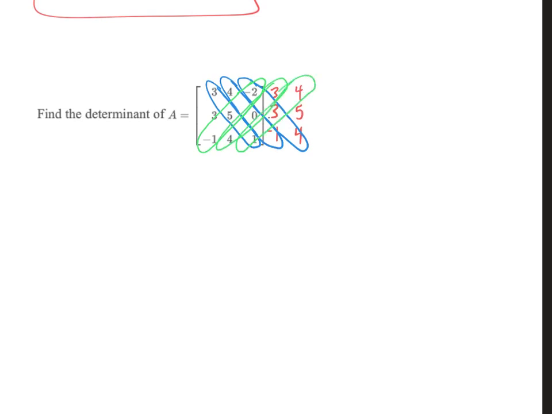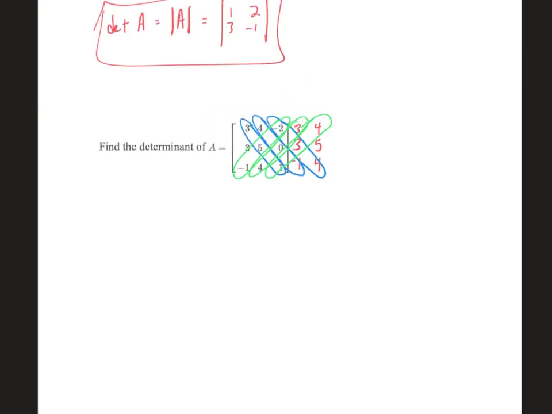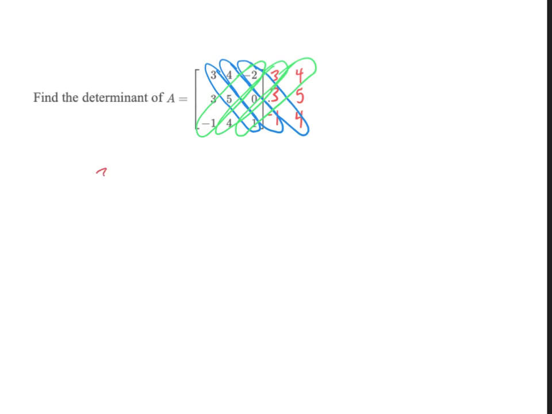So there's a lot going on there, but I will write it all out down below. So I'm going to do 3 times 5 times 1 plus 4 times 0 times -1 plus -2 times 3 times 4 minus -2 times 5 times -1 minus 3 times 0 times 4 minus 4 times 3 times 1.